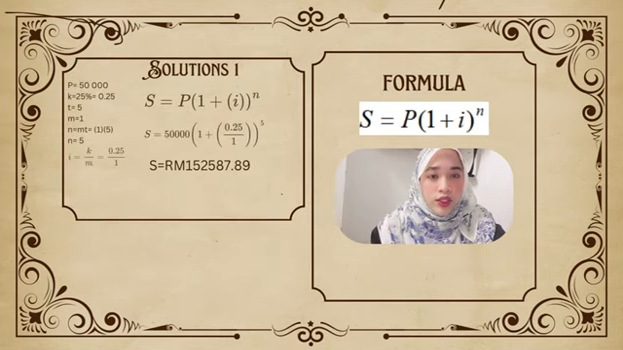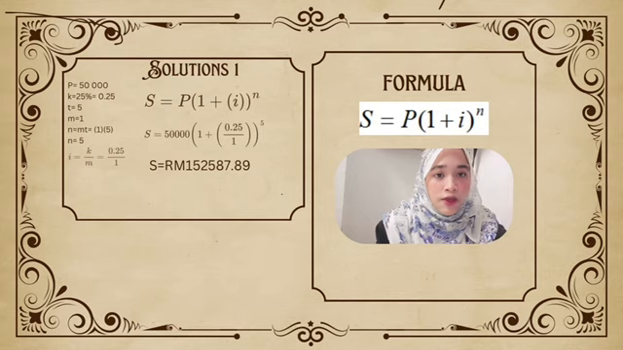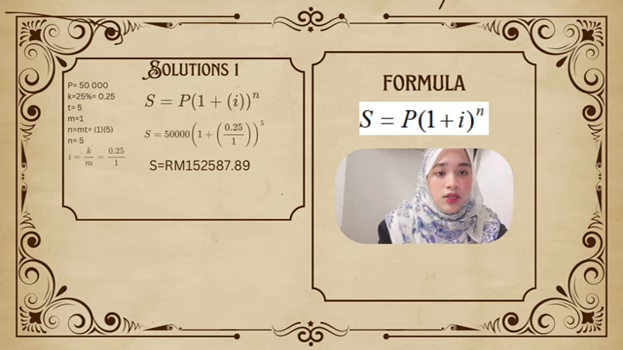This is the solution for the question earlier. First, let's look at the given values. P, which is the principal amount, is 50,000 ringgit. K, the interest rate, is 0.25 or 25%. T, the time period, is 5 years. And the compounding frequency per year, M, is 1, which means interest is compounded annually. Finally, the total number of compounding periods is calculated as M multiplied by T, which gives us 1 multiplied by 5 equals 5. i equals K per M equals 0.25 divided by 1. So with that, we insert the data into the formula: S equals 50,000 ringgit bracket 1 plus bracket 0.25 divided by 1 bracket to the power of 5. So the accumulated amount and the final answer here is 152,587 ringgit and 89 cents.